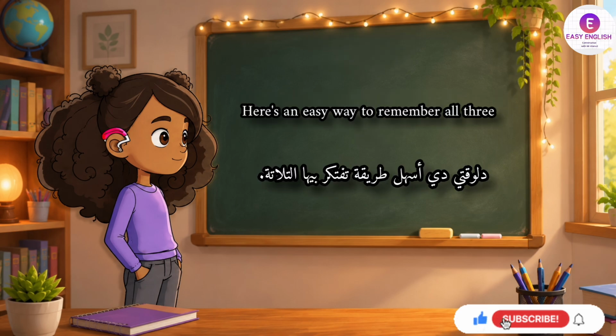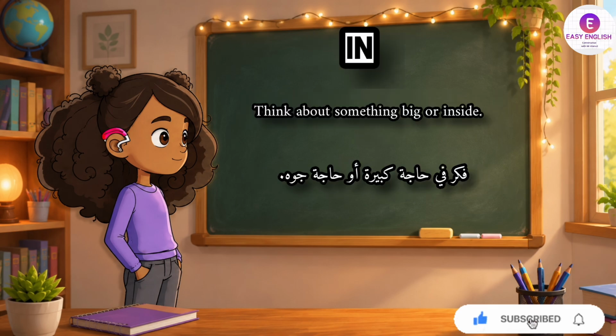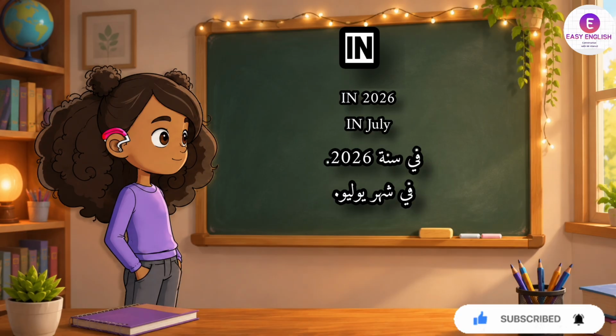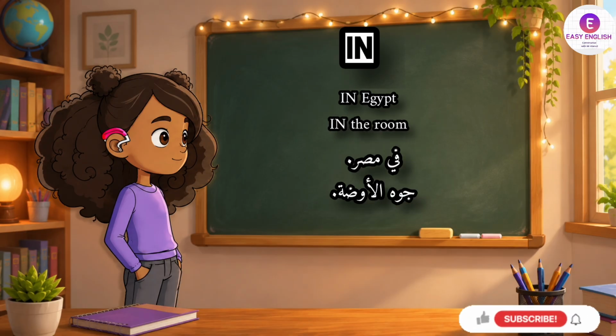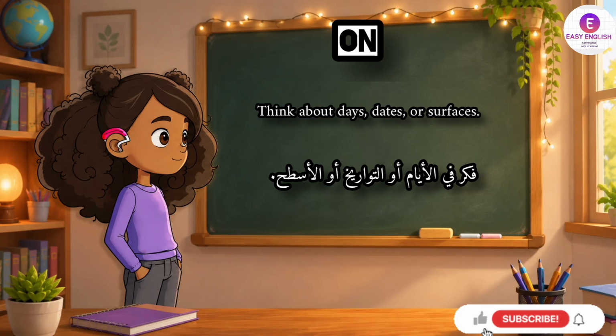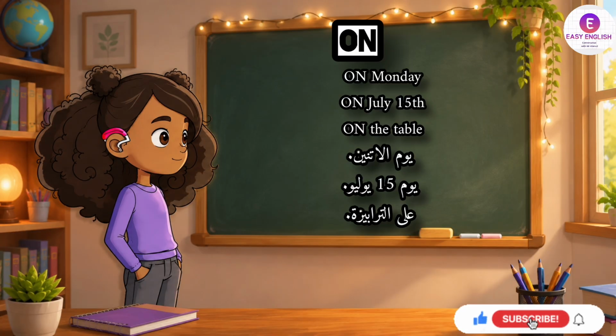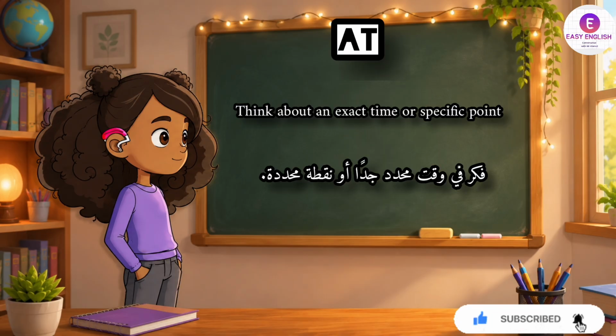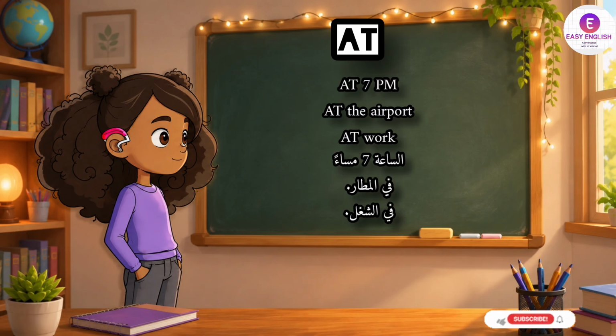Here's an easy way to remember all three. In. Think about something big or inside. In 2026. In July. In Egypt. In the room. On. Think about days, dates, or surfaces. On Monday. On July 15th. On the table. At. Think about an exact time or specific point. At 7 p.m. At the airport. At work.